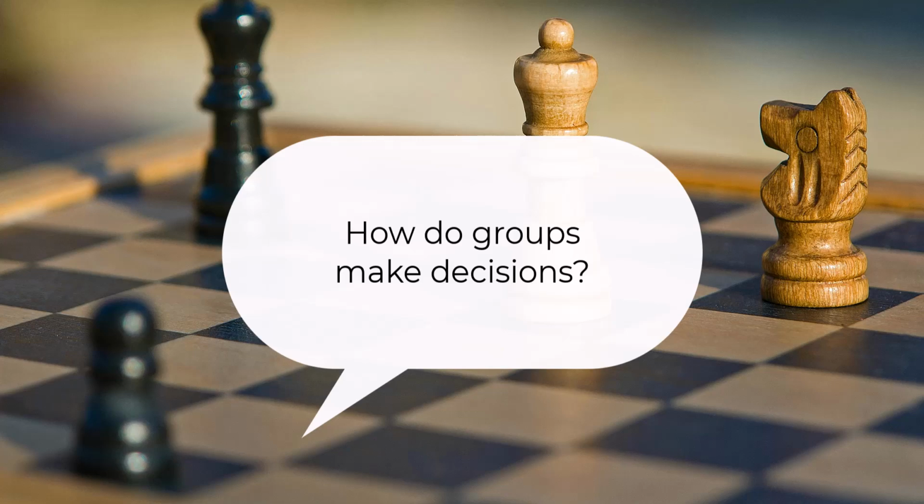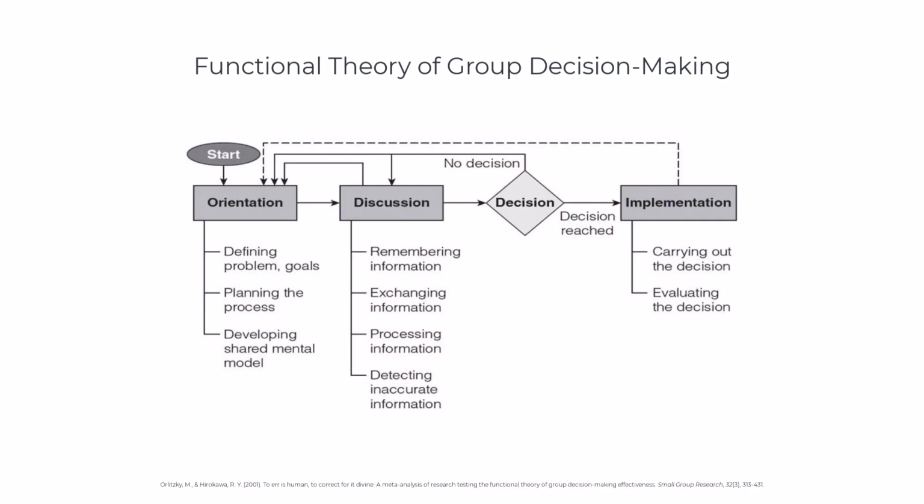How do groups make decisions? The functional theory of group decision-making attempts to answer this question. It identifies 4 stages, including orientation, discussion, decision, and implementation. It also says the effectiveness of the process depends on members' ability to satisfy 5 functions.